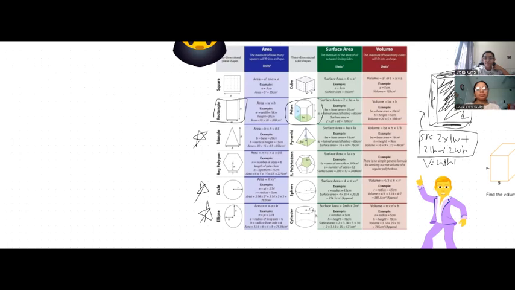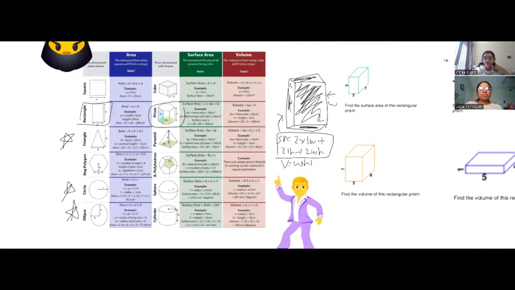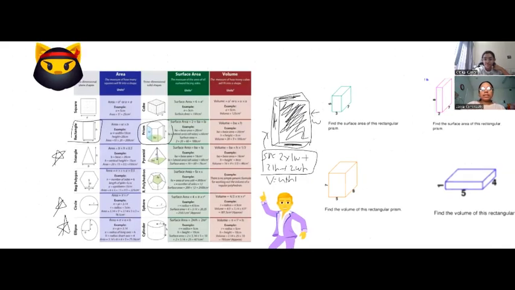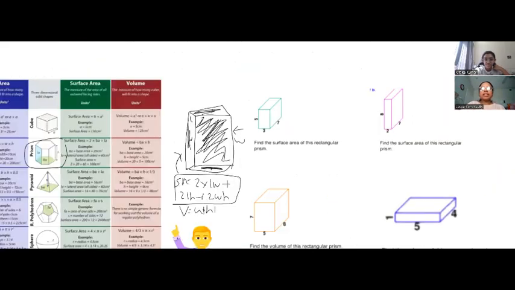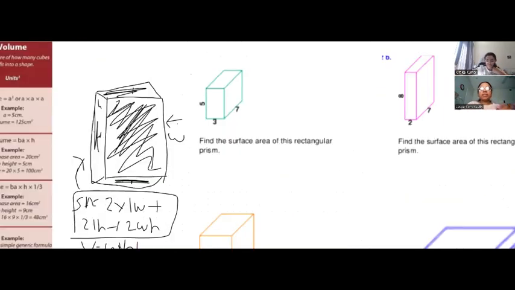Okay, so now let's get into some of our questions. Now that we looked at the concepts of it, let's apply them through questions. So for the first question, we needed to find the surface area of this rectangular prism. So hold on. There we go.